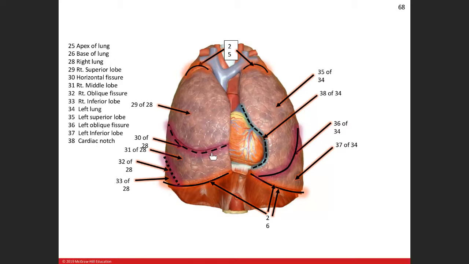This dotted line is representing one of the fissures. It's pretty much horizontal, so it's going to be the right horizontal fissure. This one's going more at an angle. That's the right oblique fissure. And then you have the one fissure over here, and that is going to be the left oblique fissure. And then, not to forget, our cardiac notch here, where the heart is pressing against the left lung. Did I miss anything? I don't think so.